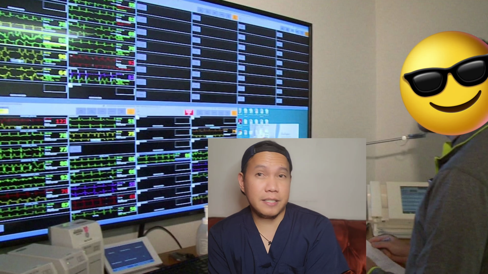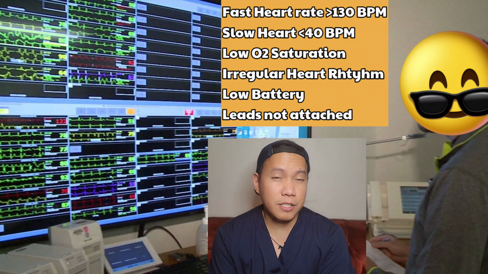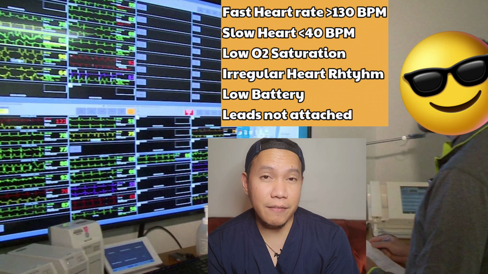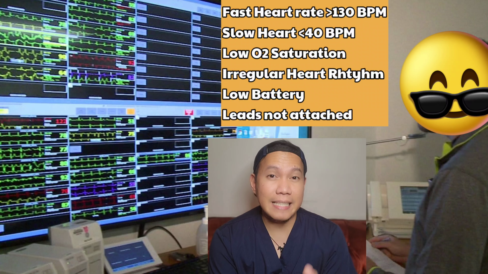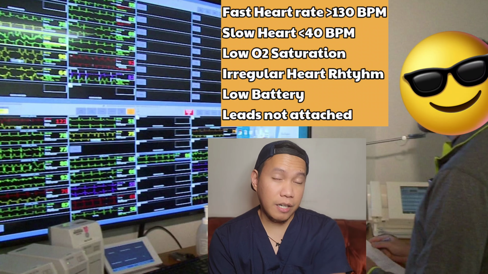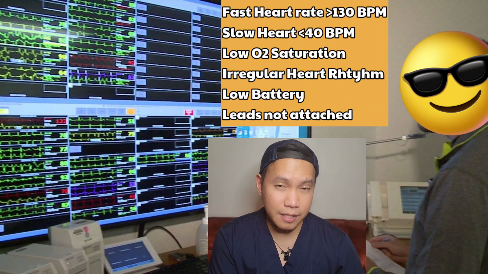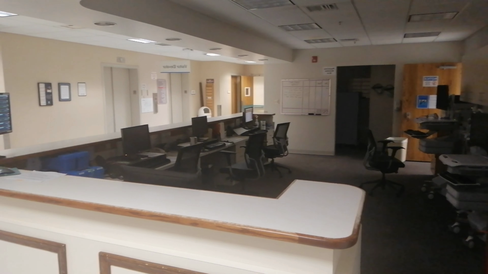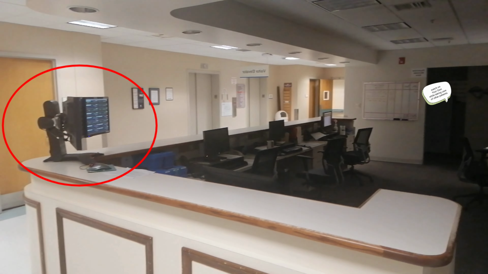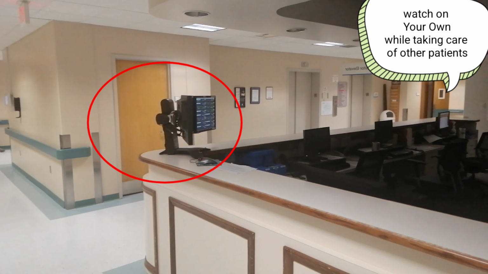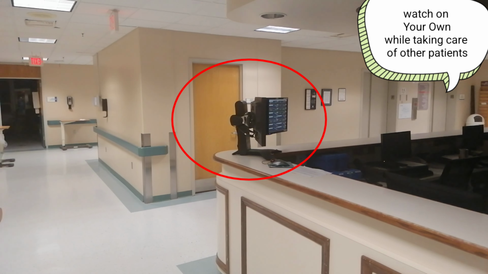For example, if the patient's heart rate was like 140 or 130, he or she will give us a call and tell us that the patient is having AFib or a fast heart rate. Then what we do, of course, is go see the patient and check it ourselves. So that's really the basic thing with telemetry. But not all facilities have this kind of system. Some of them you have to monitor on your own. Fortunately for me, for my last 2 hospitals, someone is monitoring for us.